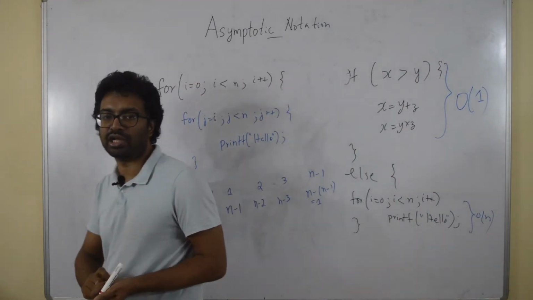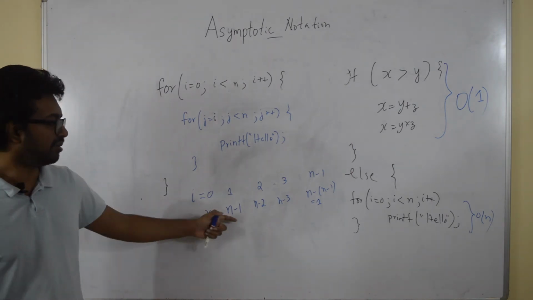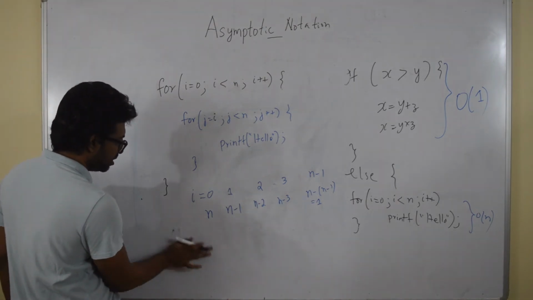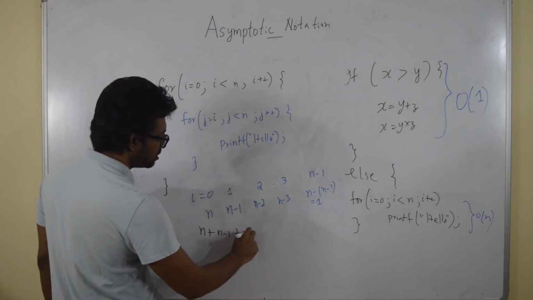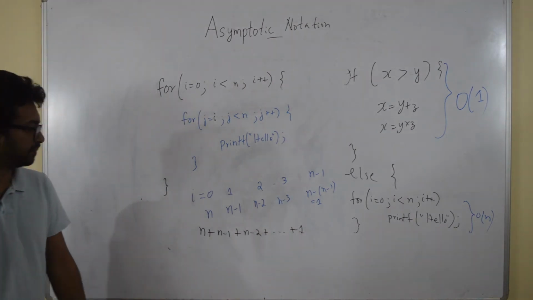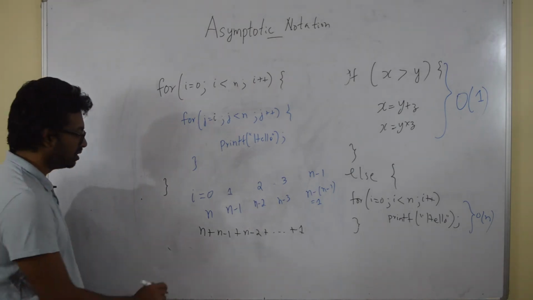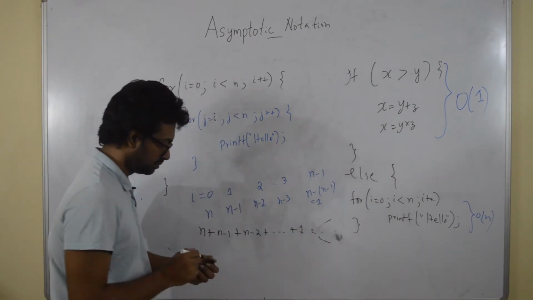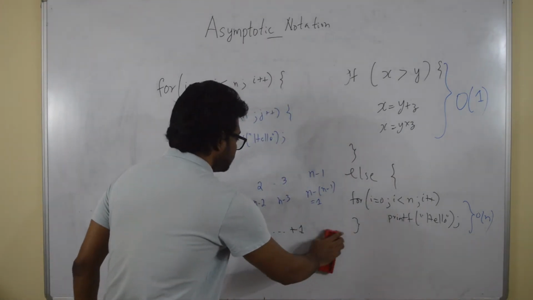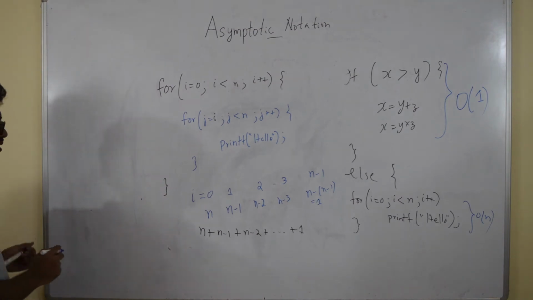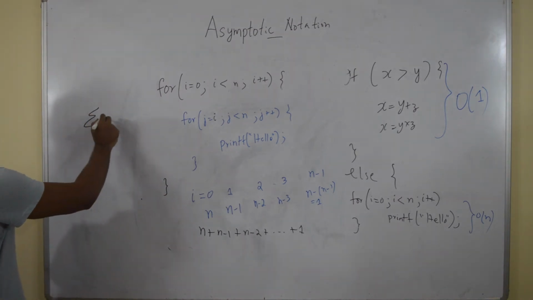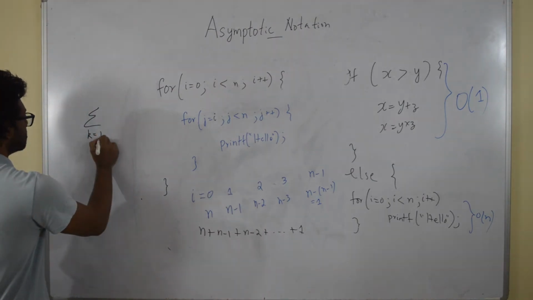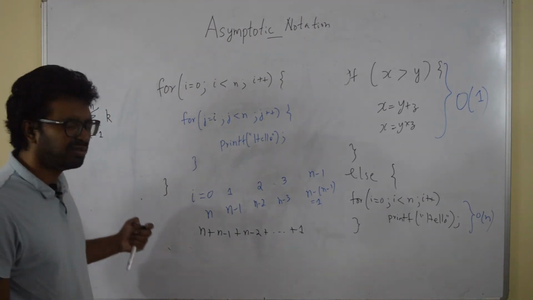Okay. So in total, how many times did hello get printed? It is n plus n minus 1 plus n minus 2 plus n minus 3 up to 1. Right? So let me just write. This is equal to n plus n minus 1 plus, and so on. So this is the summation of numbers from 1 to n.